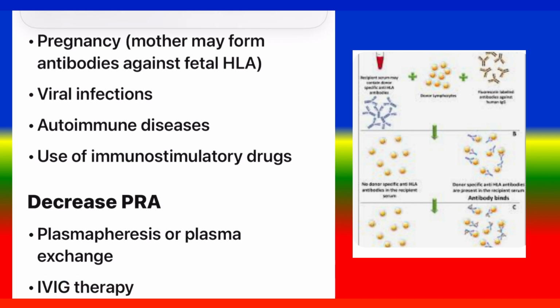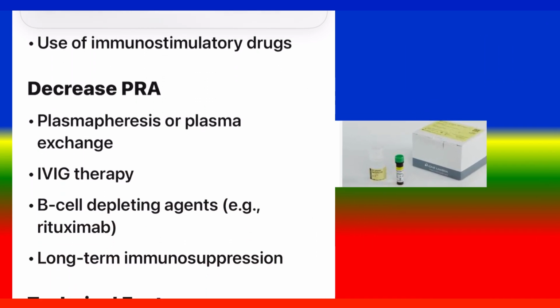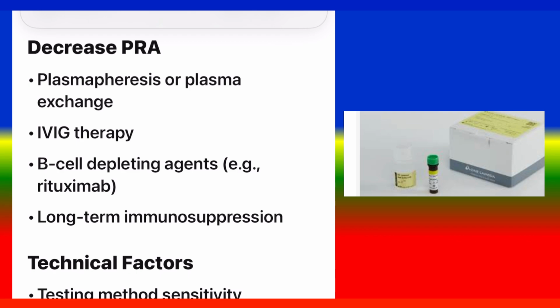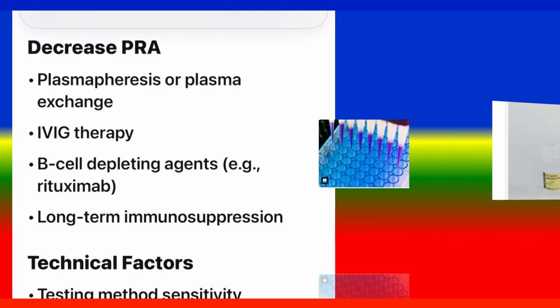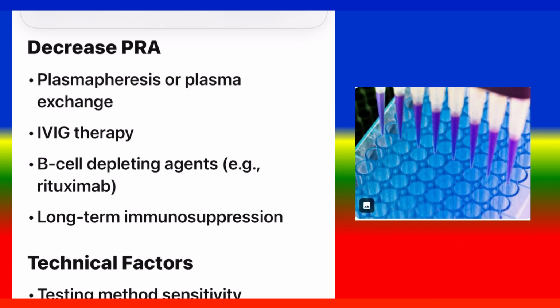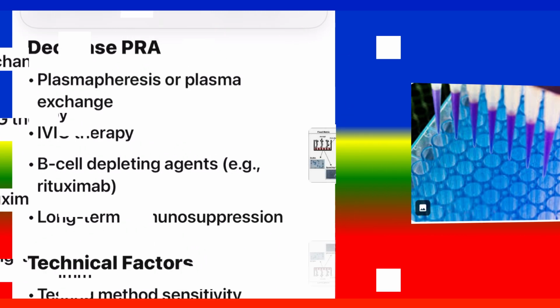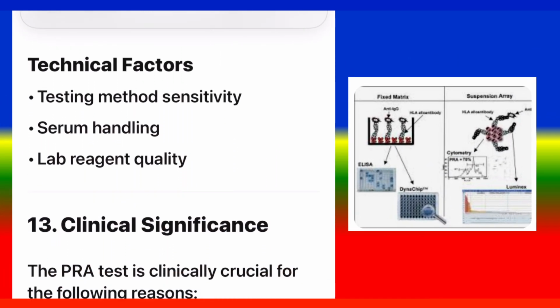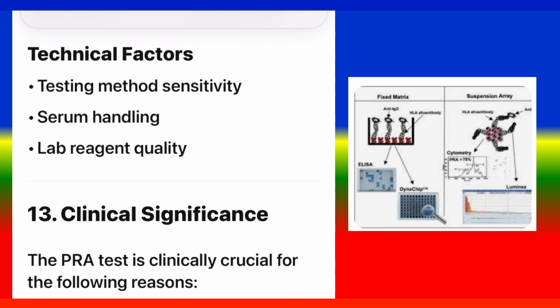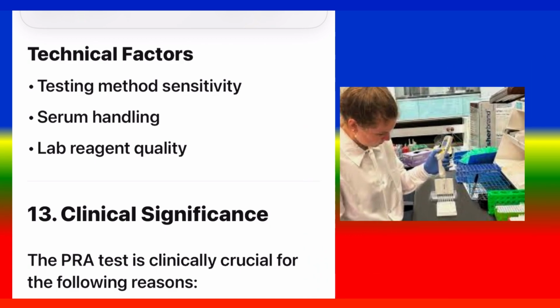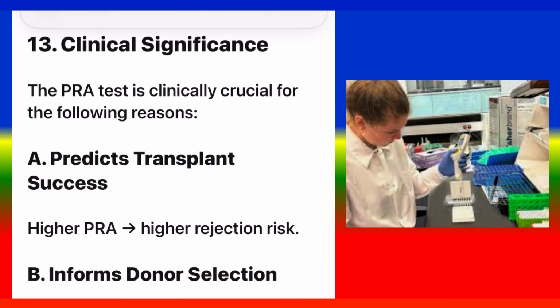immunostimulatory drugs. Decreased PRA: plasmapheresis or plasma exchange, IVIG therapy, B-cell depleting agents, e.g. rituximab, long-term immunosuppression. Technical factors: testing method sensitivity, serum handling, lab reagent quality. Number 13. Clinical significance. The PRA test is clinically crucial for the following reasons.